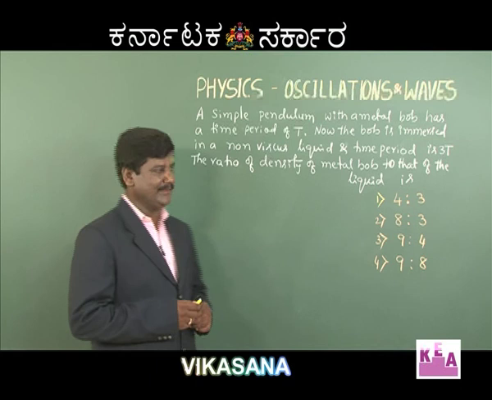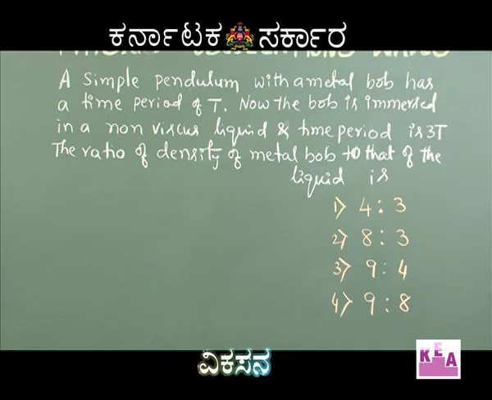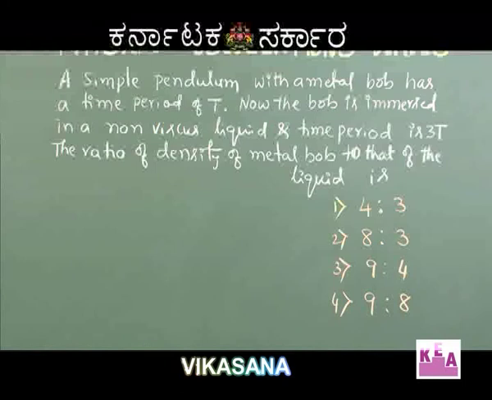The next problem is a simple pendulum with a metal bob that has a time period of capital T. Now, the bob is immersed in a non-viscous liquid and the time period becomes 3T. The ratio of density of metal bob to that of the liquid is: option 1, 4:3; option 2, 8:3; option 3, 9:4; and option 4, 9:8.